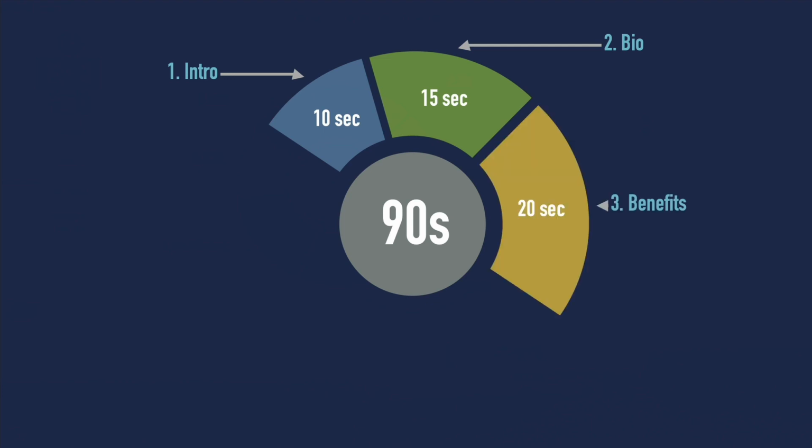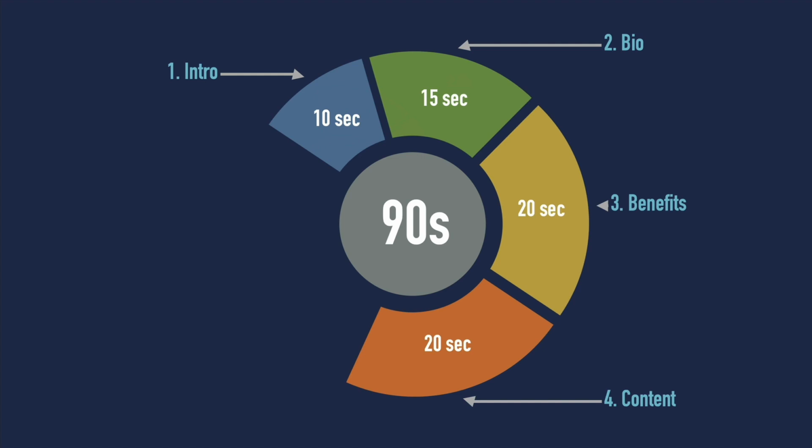The third stage is the benefits of the course. Why should your students take the course? How is the course going to change their life for the better? On the fourth stage, which is also 20 seconds, you're going to talk about what your course covers. A little summary of the chapters and lessons that your course has.